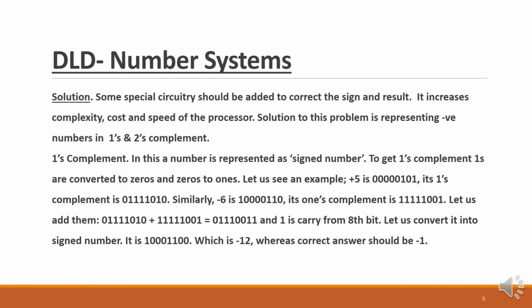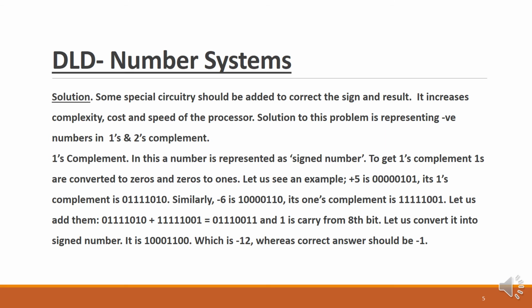So what is the solution then? Some special circuitry has to be added, which will correct the sign and the result also. But if you add the circuitry in the computers, as we were already saying, it will increase the complexity. Obviously it will increase the cost, and it will require more speed of the processor. Because when you have to do some tedious job, then you have to spend money also.